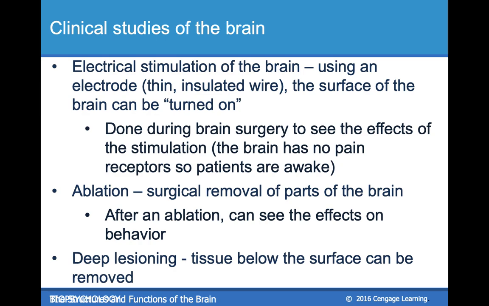So we can do some different clinical studies of the brain. Electrical stimulation can be done. This is when they actually go into the person's brain. During surgery, they can use an electrode, which is a thin wire, and they can essentially touch the surface of the brain and turn on that small region. So they can see the effects of stimulation.